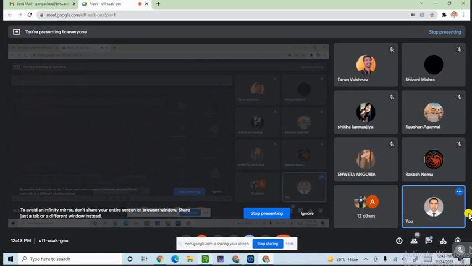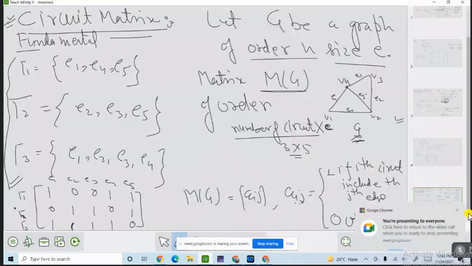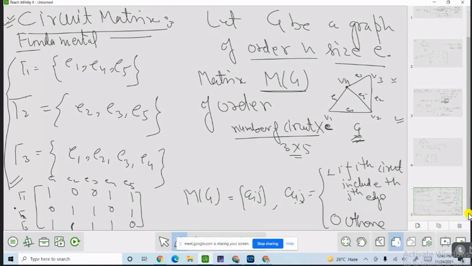So to define a fundamental circuit matrix, first of all, we need a spanning tree. With respect to the given spanning tree, you will find all the fundamental circuits. The row represents the fundamental circuit and the column represents the edge. If any edge lies in the fundamental circuit, you will write 1, otherwise 0. Okay. So it is for your work. Next.